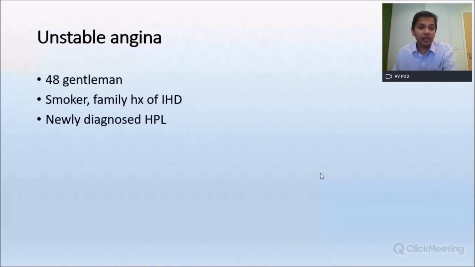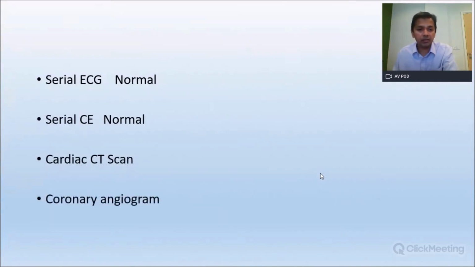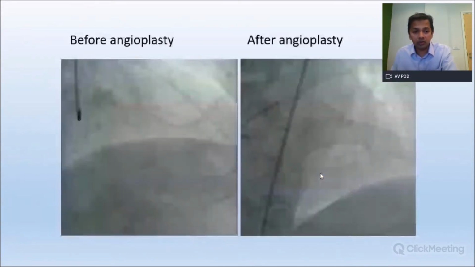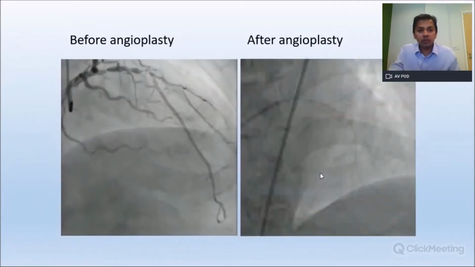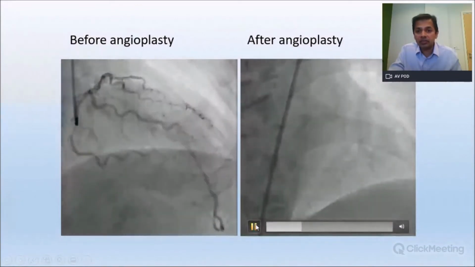This is a case of unstable angina. He's 48 years old, a smoker with a strong family history of IHD and newly diagnosed hyperlipidemia. He came with chest pain at rest. When I saw him, he was pain-free. The ECG and the repeated cardiac enzymes were normal, so we proceeded with a CT cardiac. The CT cardiac showed a tight lesion, and we did a coronary angiogram. The angiogram shows that he has a tight lesion in the LAD, and this is after treating with a stent.